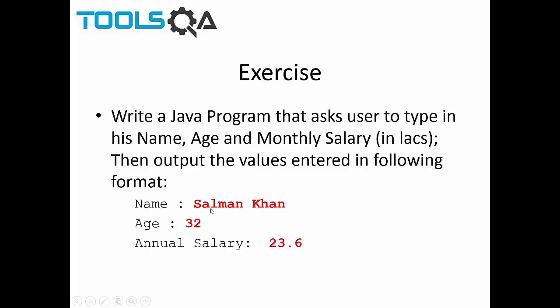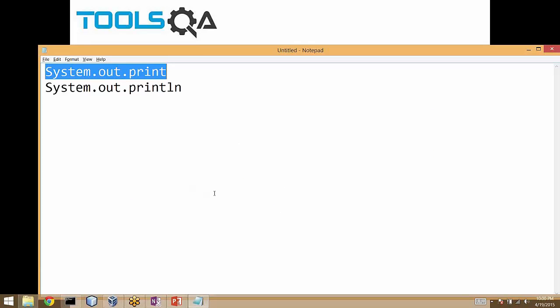If the user enters the name Salman Khan, then we will print name space colon space the name, age space colon space the age of the person in years, then annual salary. Here we can see the user has given us monthly salary and we are printing the annual salary. That means there is some multiplication involved. We'll multiply the monthly salary with 12 and output that to the user. So this is an exercise we will do and we'll see how to do input and output in Java.